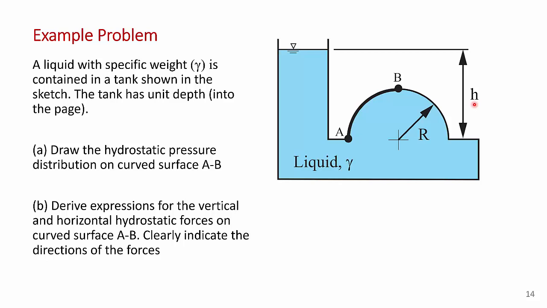So we want to draw a hydrostatic pressure distribution on surface AB, and you want to derive expressions for the vertical and horizontal hydrostatic forces on surface AB, clearly indicating the directions of those forces. And we're going to take the tank as having unit depth into the page. So this is a two-dimensional problem.